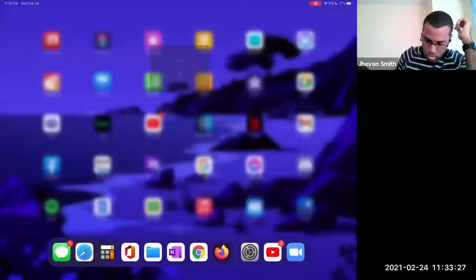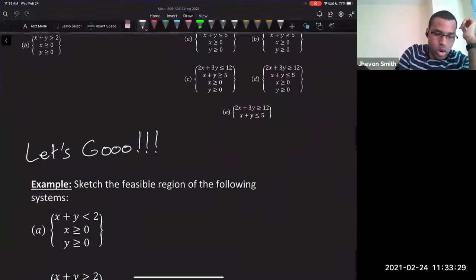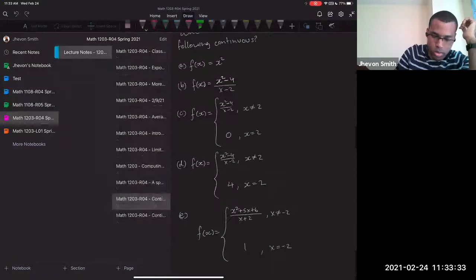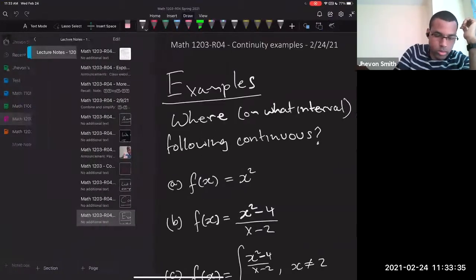Someone coming in here, let me let him in. Okay, so let's actually jump into it. Let's go. Let's go. We're R04, and I think we're here.